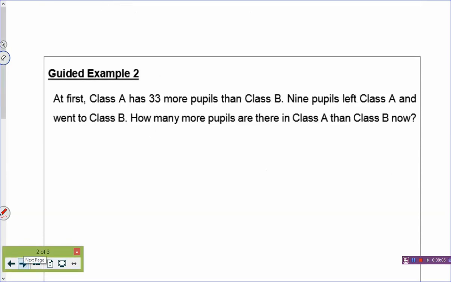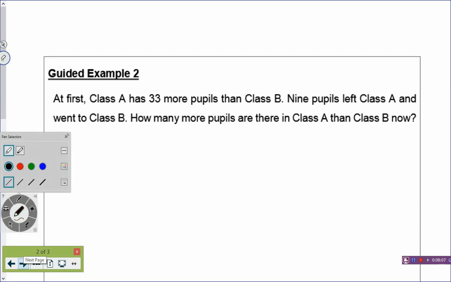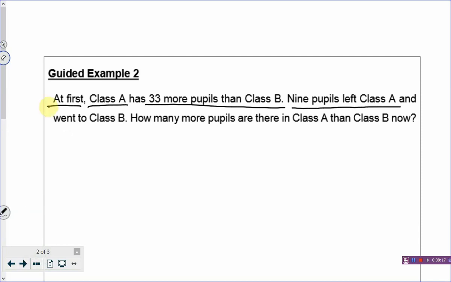Now let's go to example number 2, and you will see again how to draw the before and after model. Let's read the question one more time. At first, Class A has 33 more pupils than Class B. Comparison model, because you see the words more than. 9 pupils left Class A and went to Class B. So there is internal transfer. Pupils from A went to B, so A has fewer pupils and B has more pupils. It makes sense. How many more pupils are there in Class A than Class B now?